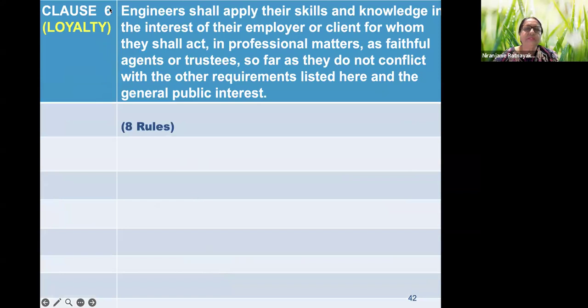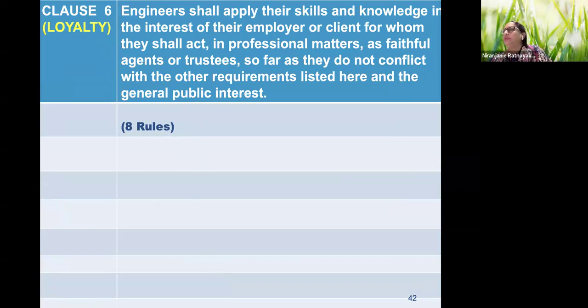Clause 6 is... I hope you all have the Code of Ethics with you. You can download it from our website, because now I can't see this part. I'm going to read from the website, right?